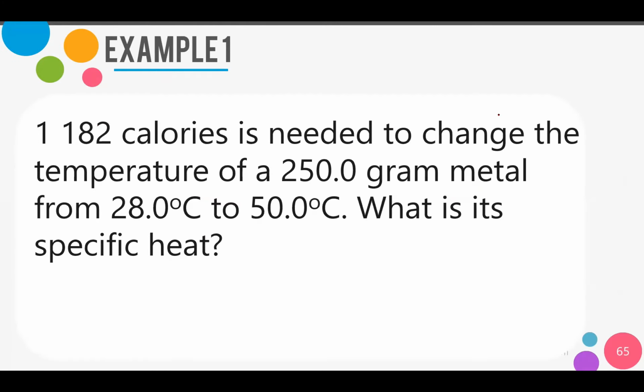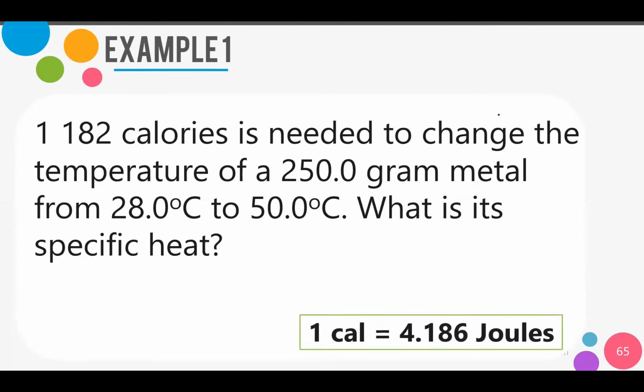Okay, so a 1,182 calories is needed to change the temperature of a 250.0 gram metal from 28.0 degrees Celsius to 50.0 degrees Celsius. So what is its specific heat? So in this case, we are looking for the value of the specific heat of a given metal which has heat transfer 1,182 calories. So since it is positive, then therefore we assume that this is absorbing energy. So since positive yung kanyang H or yung kanyang heat.